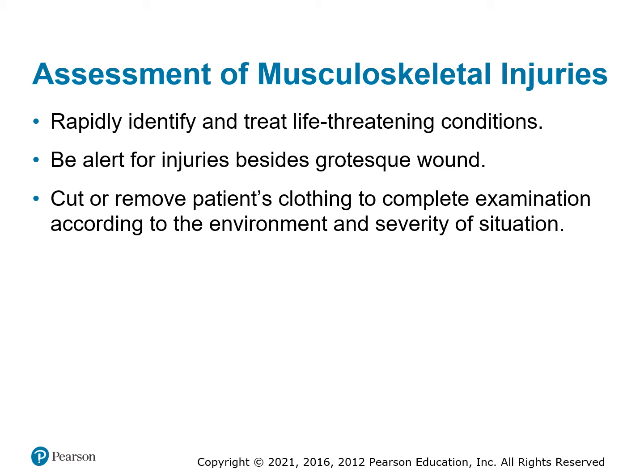Now, as we look at the primary assessment, when we're looking at the assessment of these musculoskeletal injuries, make sure to rapidly identify and treat life-threatening conditions. So this is something that you should be doing in that primary assessment while you're doing the ABCs. You should be able to recognize these, and then you stop and correct any life-threatening conditions. Be alert for injuries besides those grotesque wounds. So it's easy to get caught up on the blood and gore of an injury, and it's easy to overlook something that may be a life-threatening injury as compared to these grotesque wounds. The grotesque wound may not be life-threatening, so don't get tunnel visioned on them. Make sure that you're doing a proper assessment so that you can identify the life-threatening conditions.